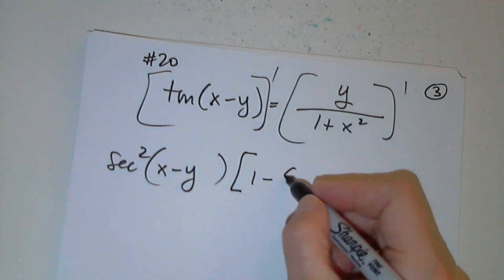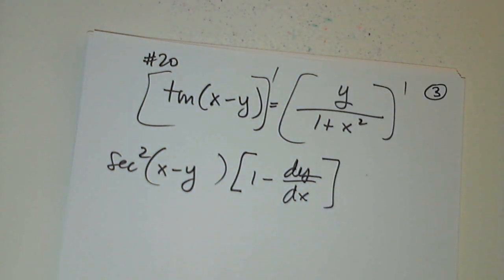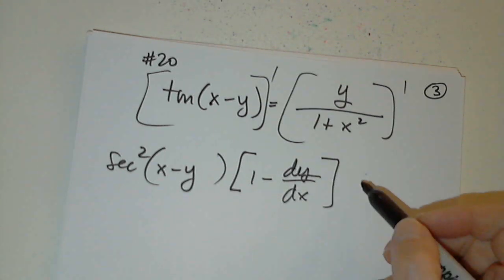One minus dy dx. Excellent. So the left-hand side is done. I differentiate the outer function first. I get secant squared of the same argument, of course, and now multiply by the inner function prime, which is 1 minus dy over dx. Agreed with the left-hand side? Yes? Okay, the right-hand side.